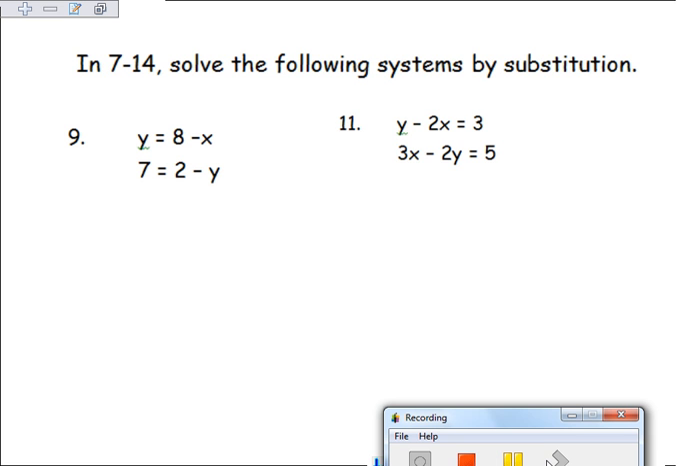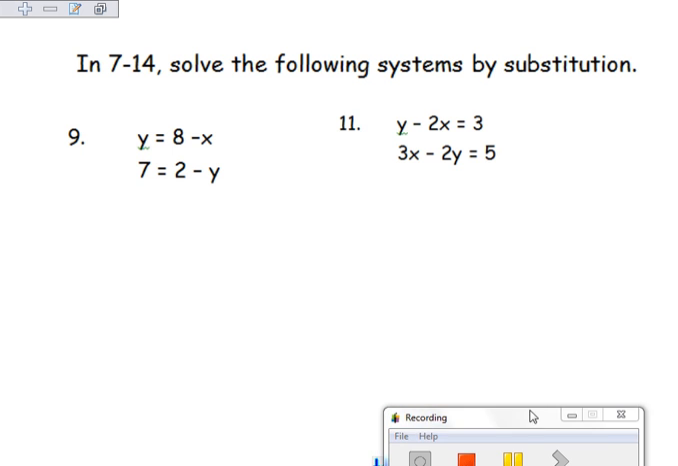In the next part of the video, we are going to look at solving by substitution. So take a look at number 9 and 11. Number 9 is an easier problem just because it already has y solved. So what that means is we already have our big box and we can plug that in here.